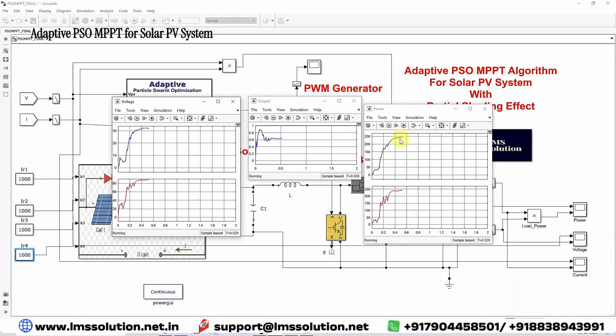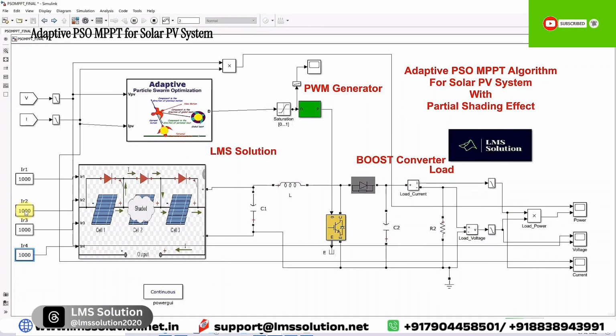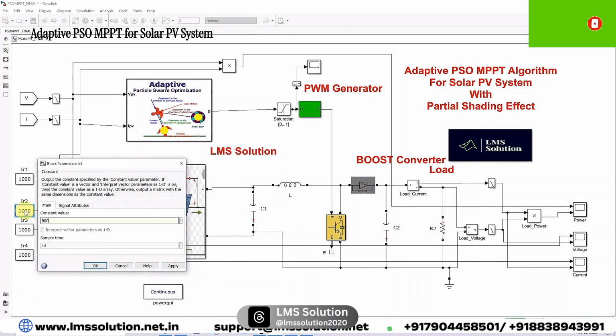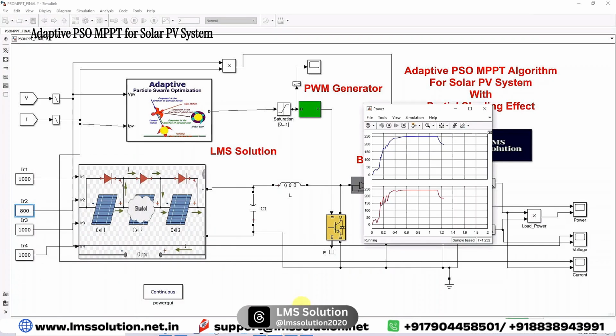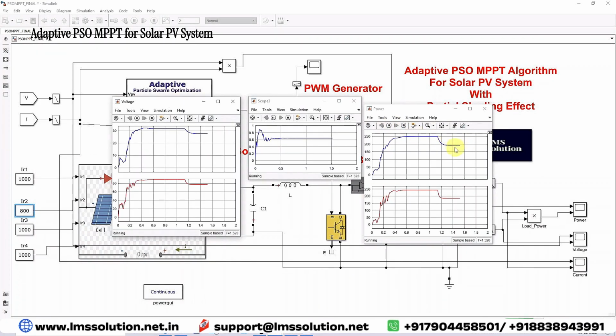Now the maximum power is extracted from the PV panel. At the time of 1 second, I'm going to change the irradiation of the second panel from 1000 to 800 watts per meter square. Now we will check the results. For the change in irradiation condition also, we are getting the maximum power from the PV panel because of the adaptive MPPT algorithm. This is the working of the adaptive PSO MPPT algorithm for a solar PV system under uniform and partial shading conditions.